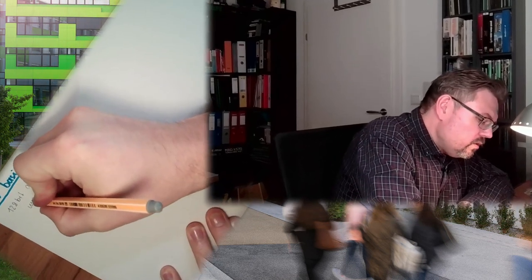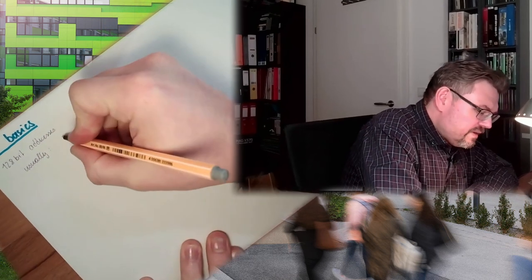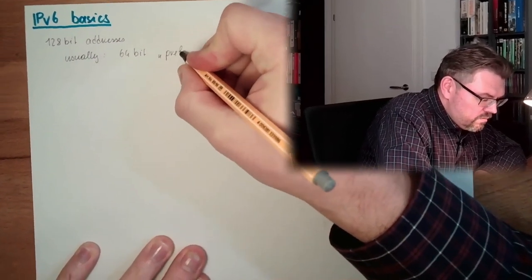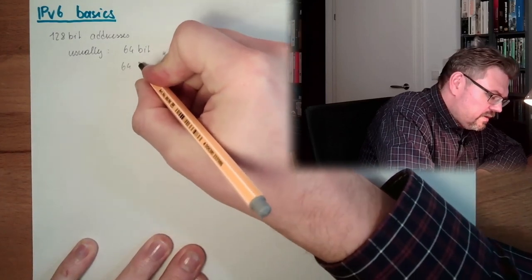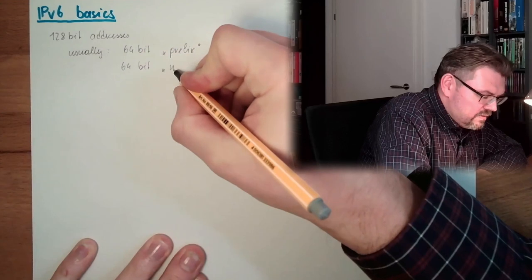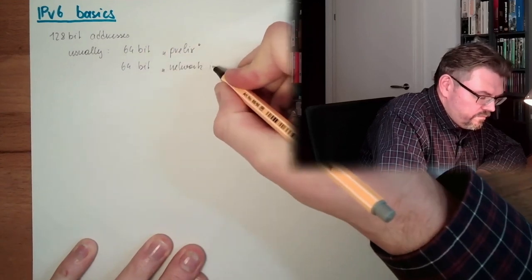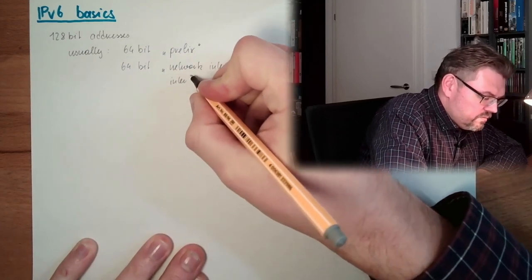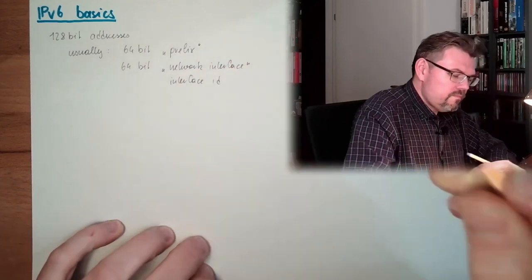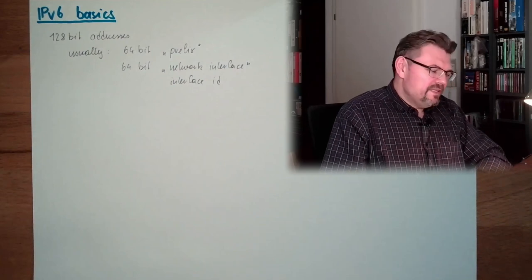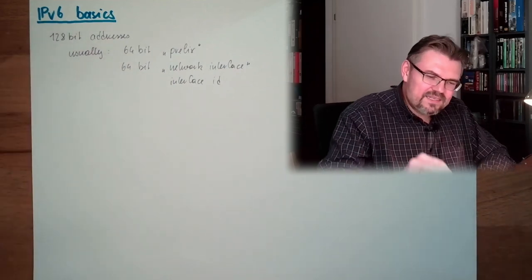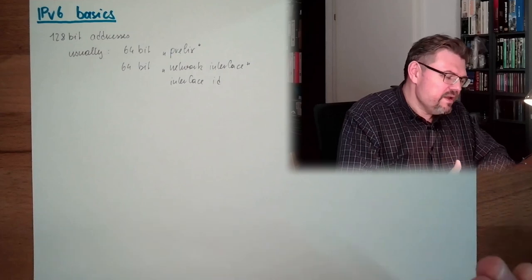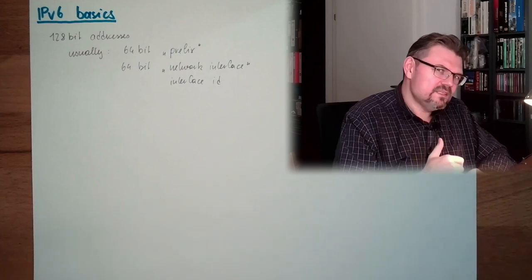Usually we have a 64-bit prefix and a 64-bit network interface part. It's the interface ID also. So that's already one principle, that the interface ID is identifying the interface, the device simply. And this might be used with several prefixes.